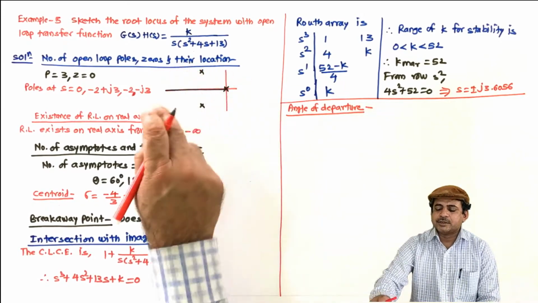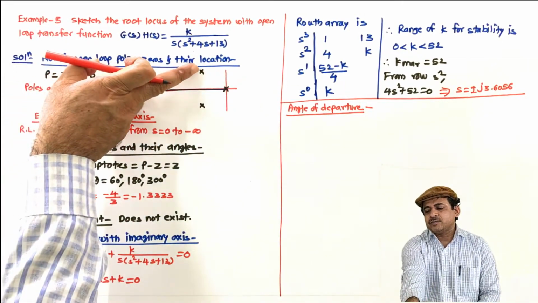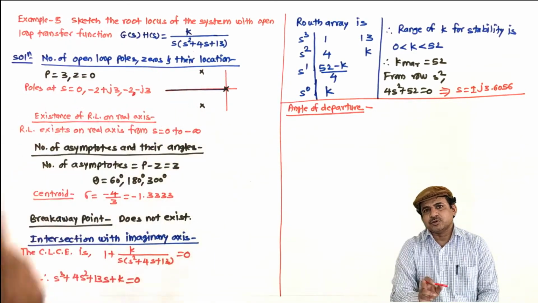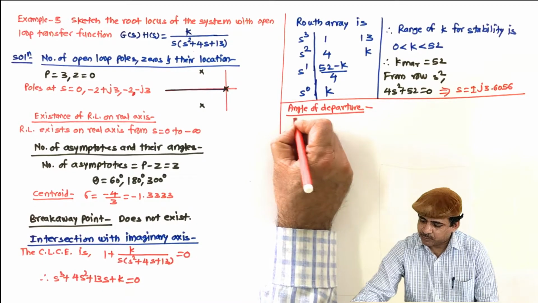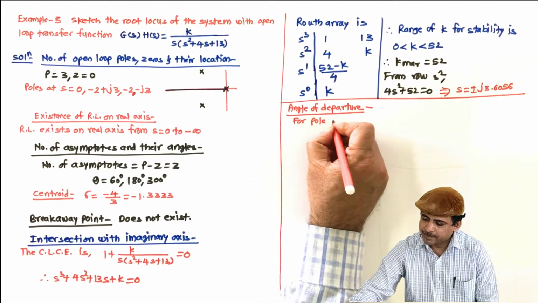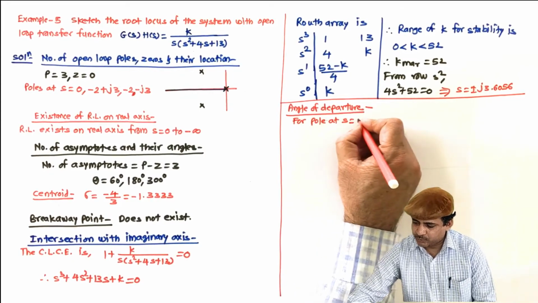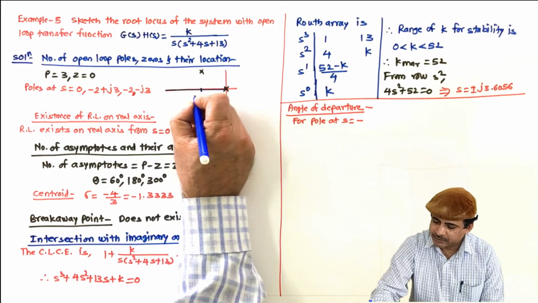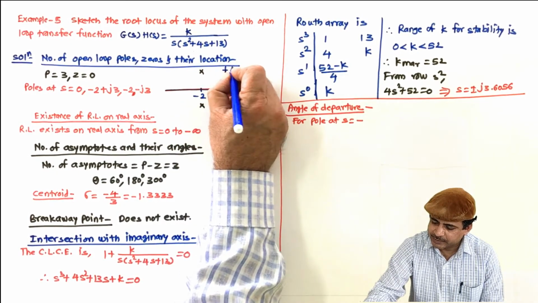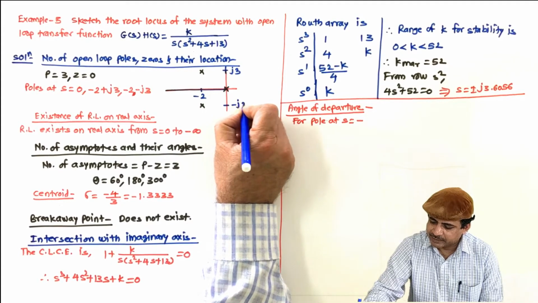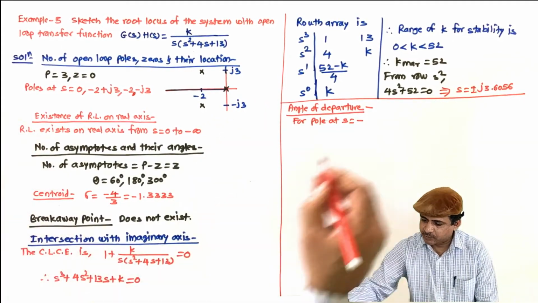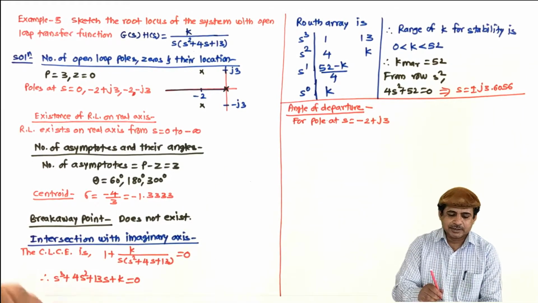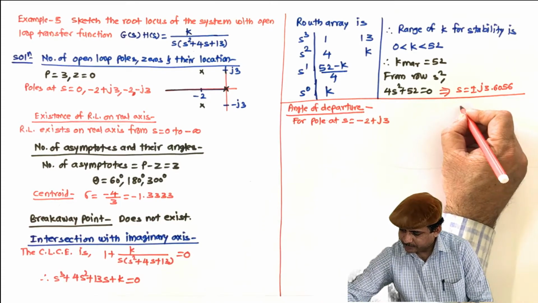So there are two poles, 1 and 2. If we find out for this pole, exactly the negative of that will be the angle of departure for the other pole. So let us do it for the pole at s equal to minus 2 plus j3. Here we have minus 2, and this is j3 and minus j3. We will find out for this, and how to find? Do it here.